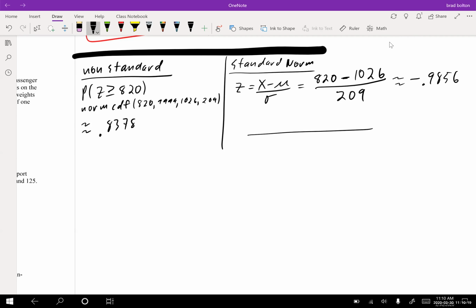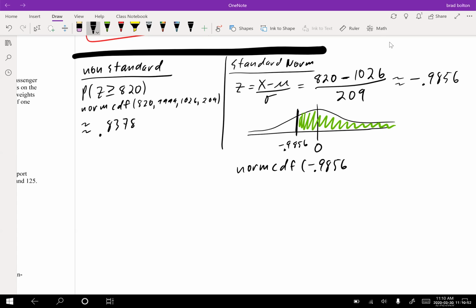So I'm going to draw my graph. Okay. Now we're back to a zero mean, and negative 0.9856 would be right about here somewhere, right? So we're going to say negative 0.9856. We're going to shade above it like this, okay? And then we're going to do our calculation. We're going to do normCDF negative 0.9856, completely different than what we were doing over here, right? Completely different than 820. This is negative 0.9856, completely different value, not even close.